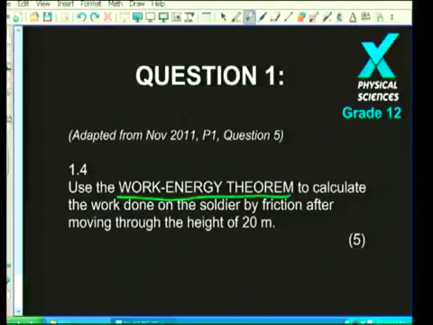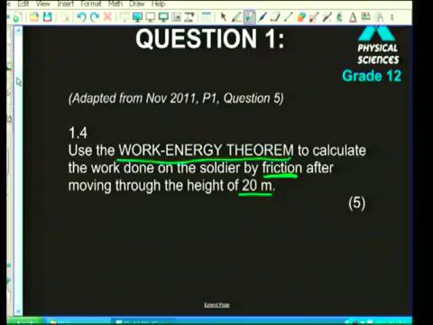Use the work energy theorem to calculate the work done on the soldier by friction after moving through a height of 20 meters. Grade 12s, you may not use energy conservation theorems. You may not use equations of motion. Not that I'm sure I'd know how you would do it, but you can't. You have to use the work energy theorem.